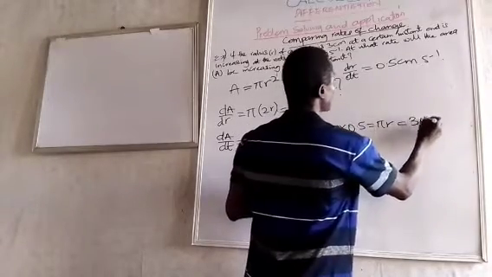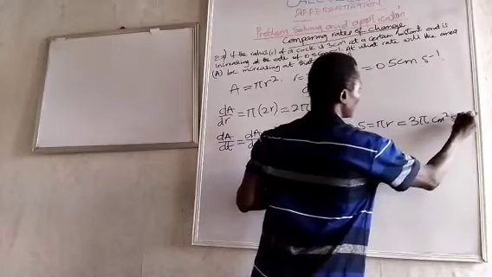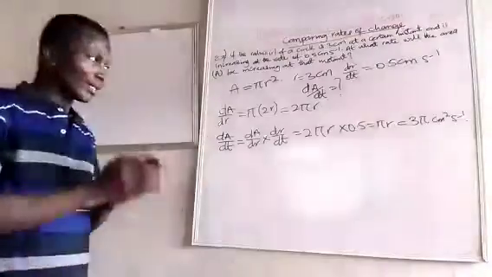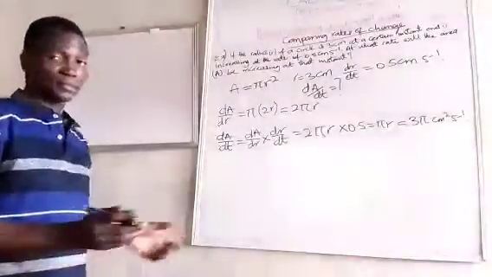3 pi cm squared per second. So you can see, it is very easy. Always try to look at the chain that will give you the final answer. That's all.